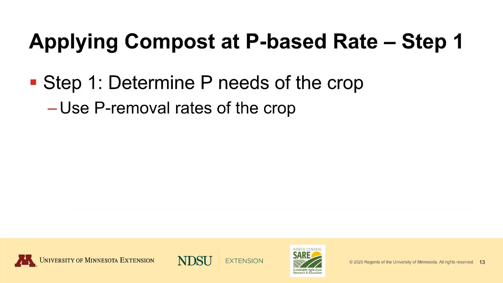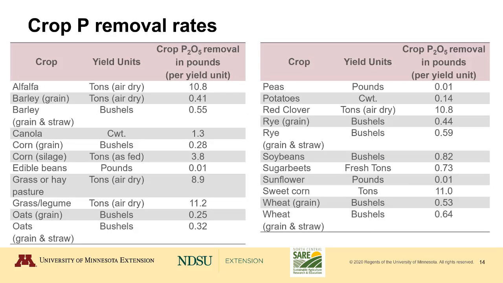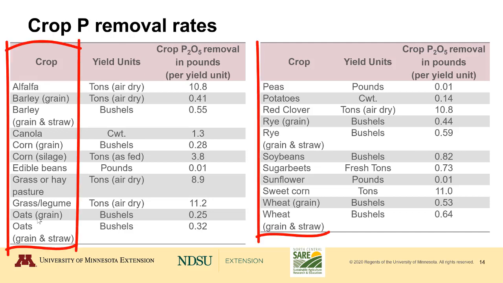All right, so let's get into the details. Step 1, determine your phosphorus needs of the crop. In this case, we're going to use the P removal rates. Let's walk through an example. Say you want to apply compost to a field that will be seeded into alfalfa the next year. Here is a table, or 2 tables, of crop removal rates. You'll notice the crop is listed on the left side of each of these tables.